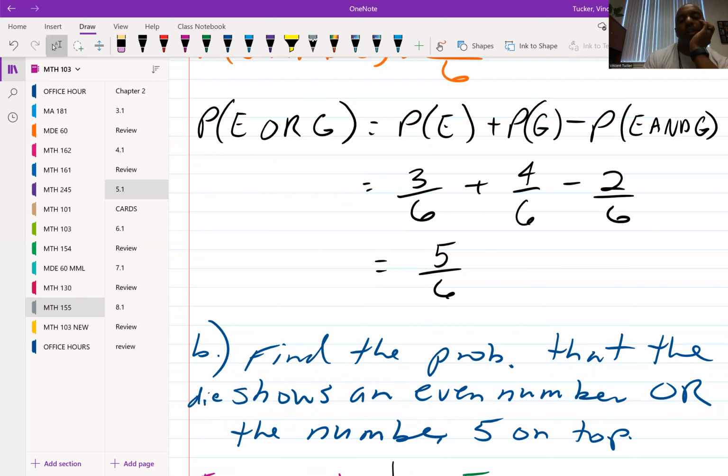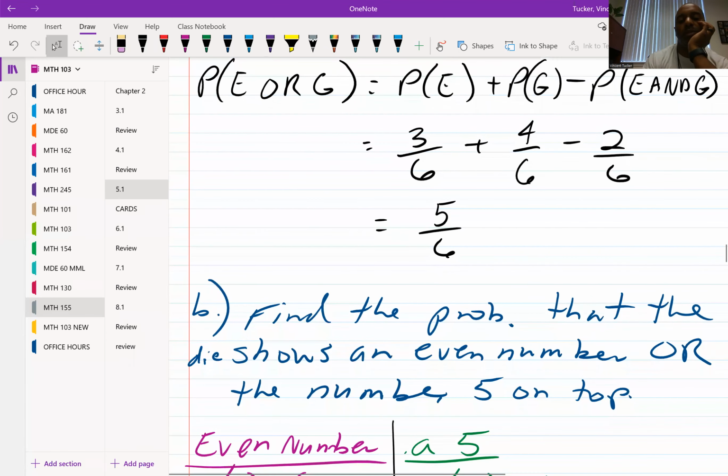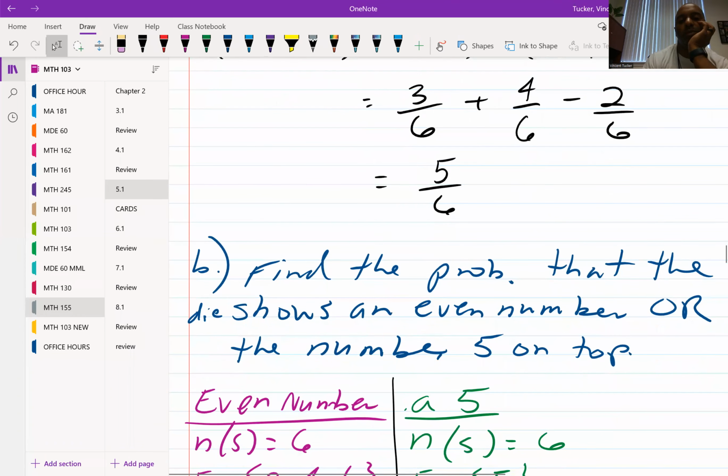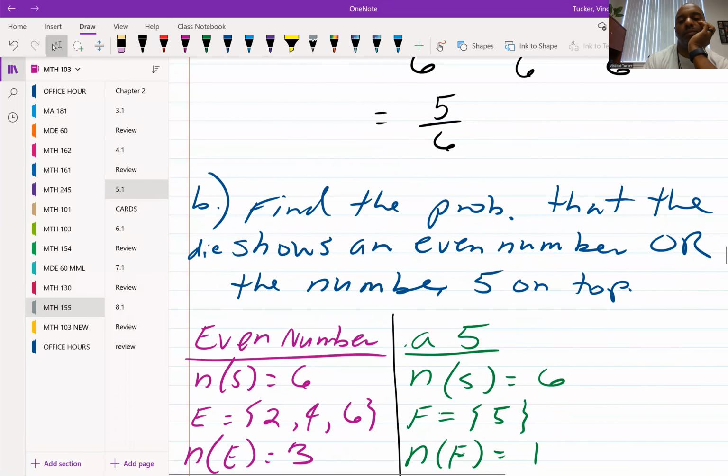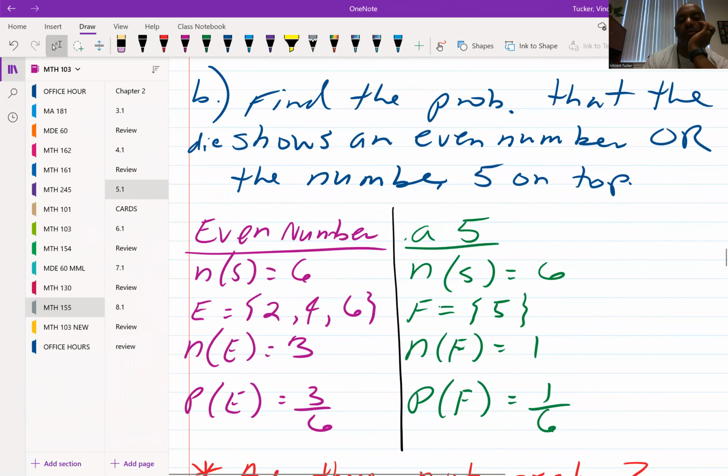So the next one says find the probability that the die shows an even number or the number 5 on top. We just finished doing the probability of an even number, but let's still walk through it. Sample space is 6. There are 3 even numbers, 2, 4, and 6. So 3/6 is the probability of getting an even number.